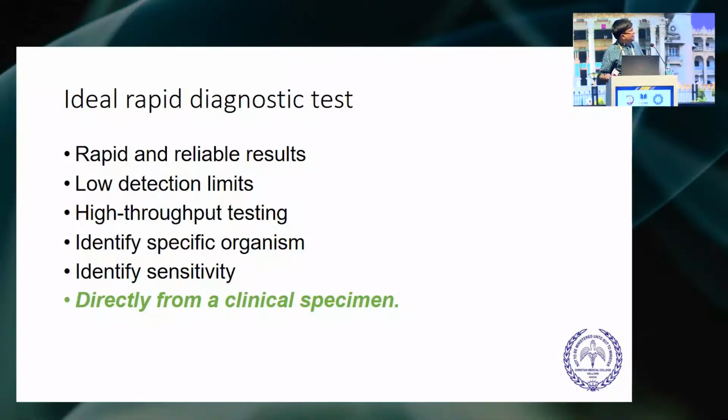So what should an ideal rapid diagnostic set be? It should be able to give a result quickly, and the result should be reliable, and it should be able to detect the microbe in the lowest concentration. It should also enable high throughput testing, which means that we should be able to test more samples in a day. It should be able to identify a specific organism and also identify its sensitivity. So this is what we would do. And also, if it is directly from a clinical specimen, which is now upcoming, it will be better because it doesn't need the processing time of culturing and subculturing the sample.